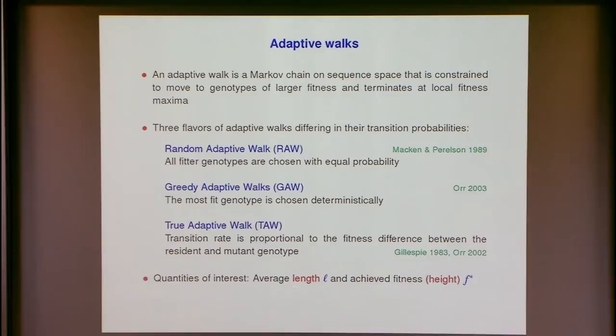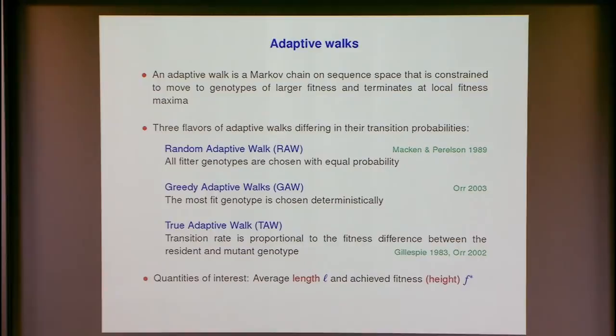the length. So people wanted to know how far do you go before you reach a maximum. But I think also an interesting question, which I think hasn't received much attention, is the achieved fitness. So how far do you actually get? You know that you will end up at a maximum, but of course these maxima are not arbitrary maxima, but they are maxima that have been selected by the process, right?